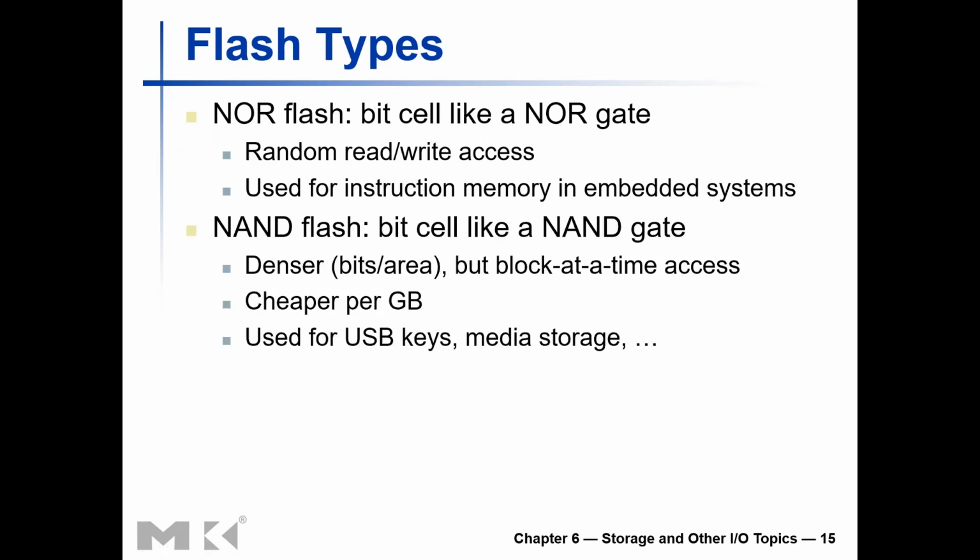NAND flash, bit cell like a NAND gate. You know, bit cell is the cell used to store a bit, right? Denser, but block at a time access. So the difference between the NOR and NAND is you can access bytes in case of NOR, whereas you can access blocks in case of NAND. So the reading and writing is done as blocks, block at a time, right? Cheaper because of the technology, used for USB keys, media storage, etc.